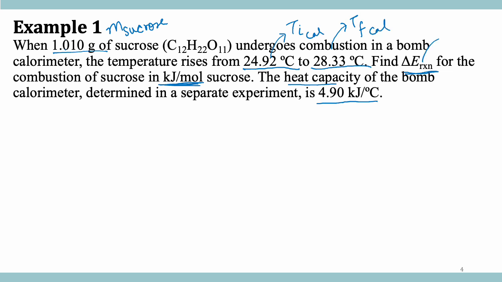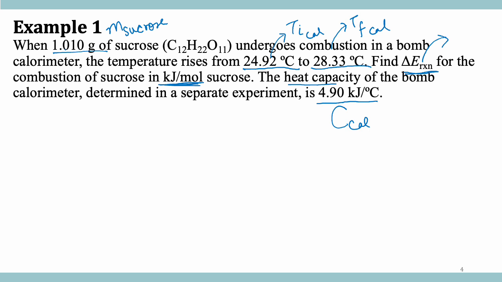The question is asking what is delta E of the reaction. The unit is given to us, kilojoules per mole, and the heat capacity is given, which is capital C calorimeter. In the constant pressure questions, what's given to us is specific heat capacity. That is small c, and this is capital C.